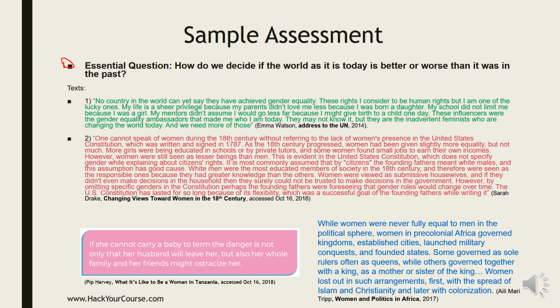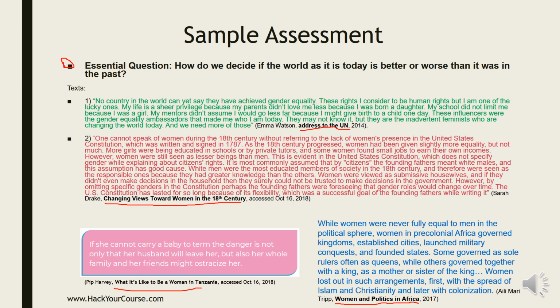So these would be the texts for the analysis, the critical analysis of the text and how they relate to the essential question. The first text is an address to the UN. This is from Emma Watson. Then we have a website, The Changing Views Towards Women in the 18th Century. We have a blog post, What It's Like to Be a Woman in Tanzania. And then we have a journal article, and this is Women in Politics in Africa.